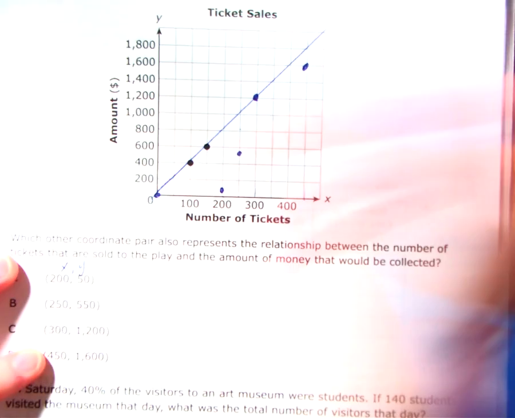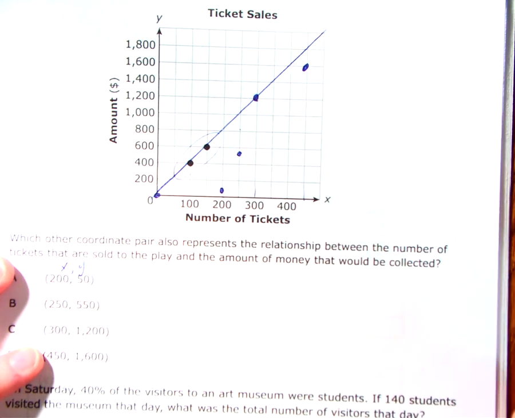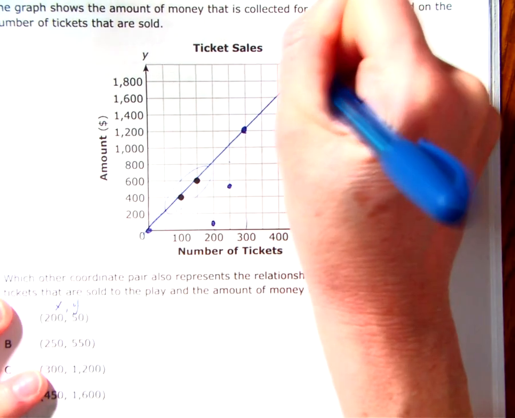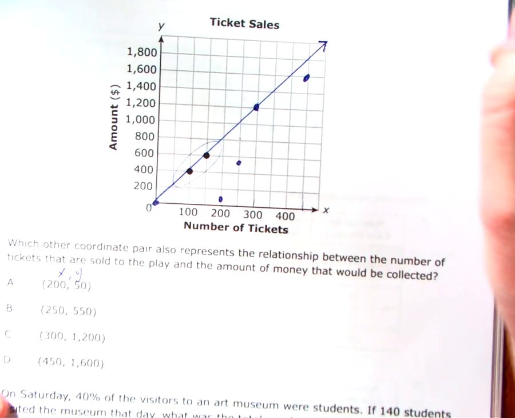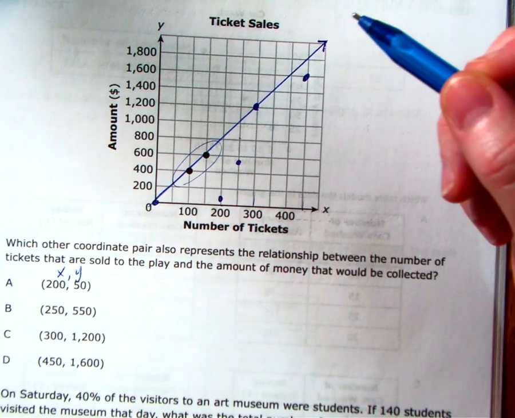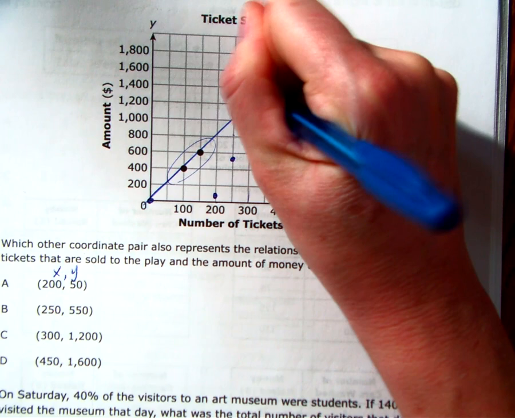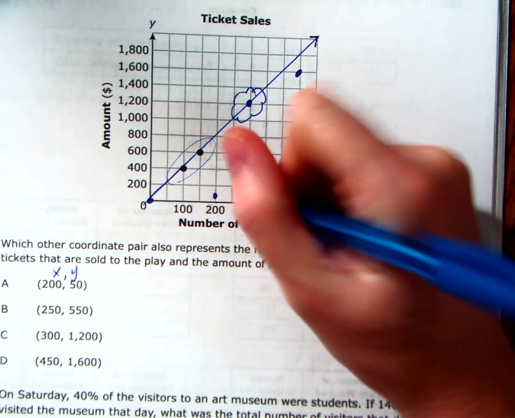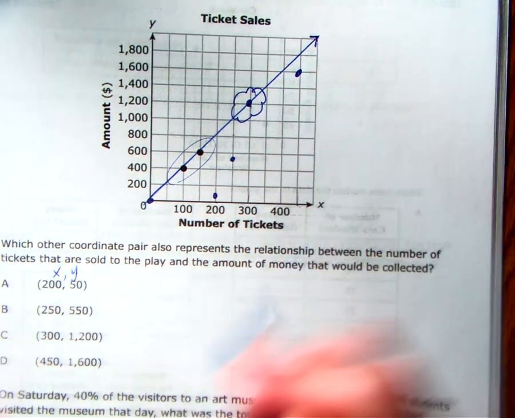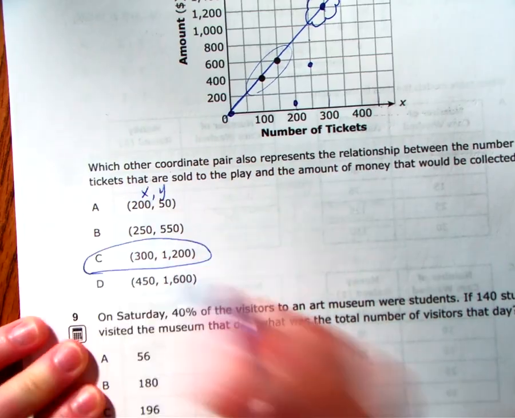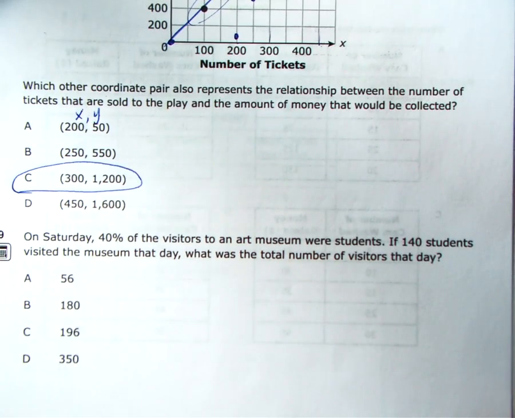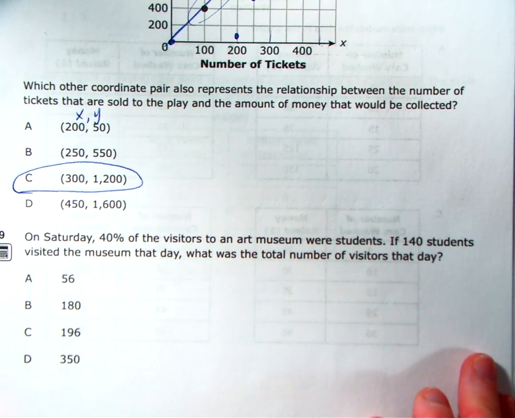So my goal there was to connect these 2. And the line would go on forever in quadrant 1. And I'm wanting to see which other dot fell on my line. It's this guy. So 300, 1200 is your solution. That one also falls on the line and is proportional to the others.